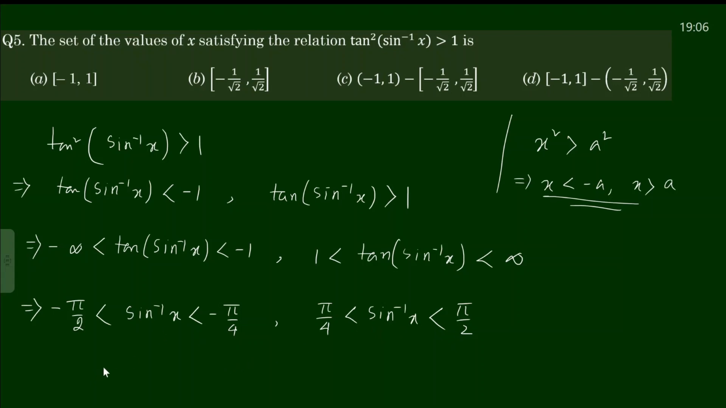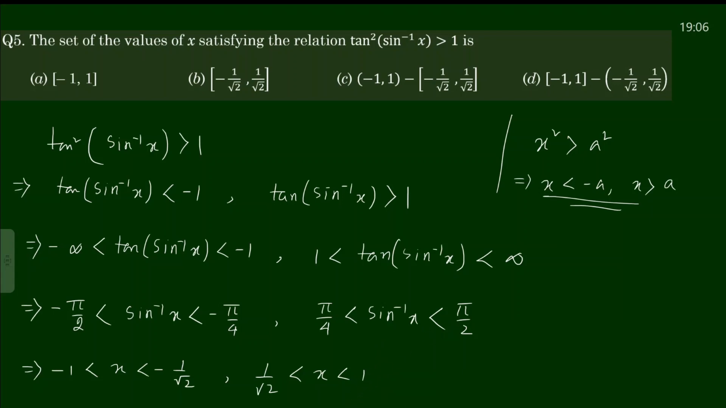And this implies, you see, the sine function is also an increasing function. So sine can be taken on both sides, here also. Sine of minus pi by 2 will give us simply minus 1, then x will be there, and sine of minus pi by 4 is minus 1 upon root 2. And for this one, sine of pi by 4 is 1 upon root 2, less than x, and less than sine of pi by 2, which is equal to 1.